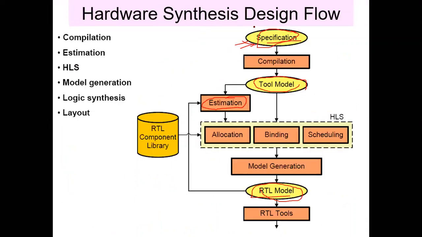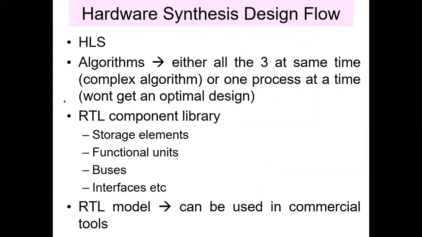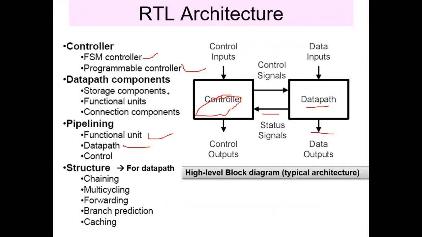Design flow means from specification, we need the RTL model, the RTL code. That is what we call the design. In between, we will be generating a tool model, and then we will be specifying the HLS. In HLS, we have allocation, binding, and scheduling. These are the 3 methods. And then we have gone through the RTL architecture. The basic RTL architecture will have a controller section as well as a data path.